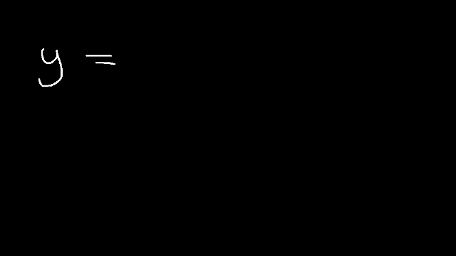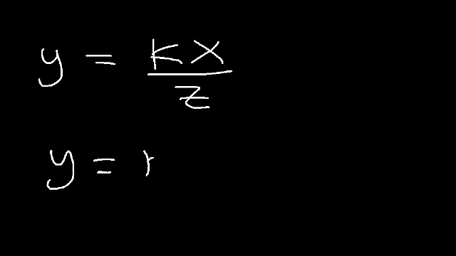So if it's directly with x, x is on top. If it's inverse, then that's going to be on the bottom, so z is on the bottom. Now, what if y varies directly with r, but inversely with s? So r is going to be on the top side, on the right side of the equation, and s is on the bottom. So it varies directly with r, but inversely with s.